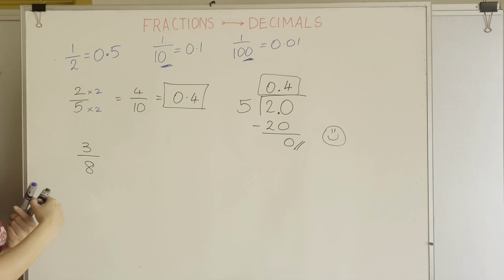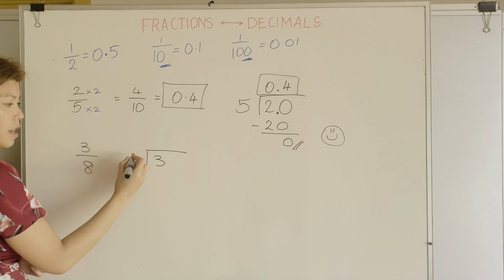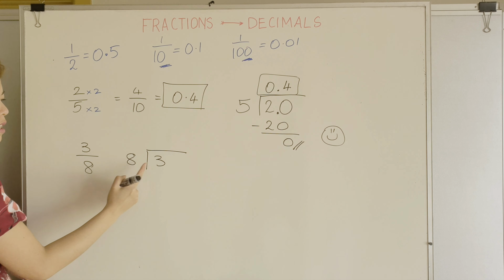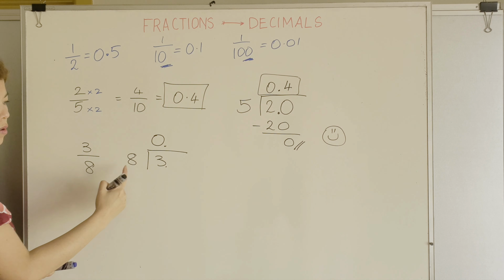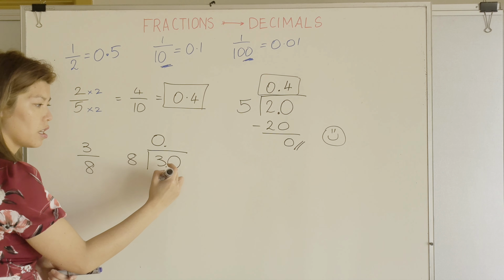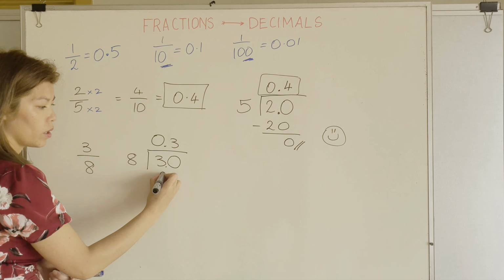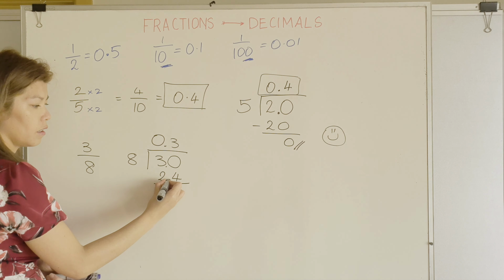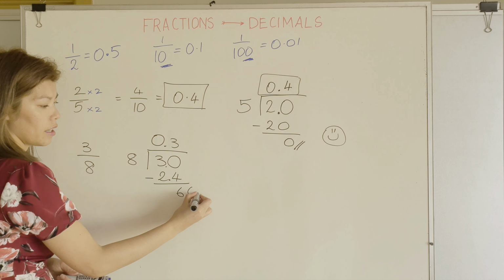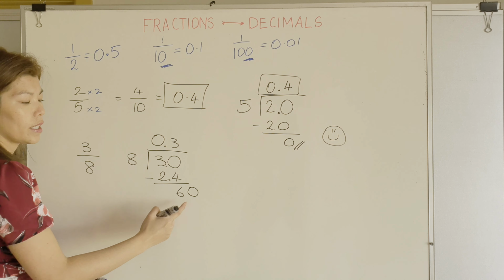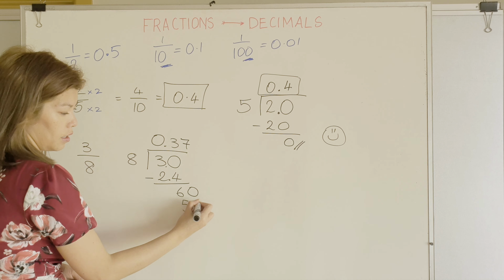So let's try this one. So again, 3 over 8, we'll put the 3 over here and the 8 over here, and we say 8 into 3 goes 0 times, so we'll put a decimal point. And then we say 8 into 30 goes 3 times. 3 times 8 is 24. So now we have remainder 6. Bring another 0 down. 8 times what is 60? 8 times 7 is 56.